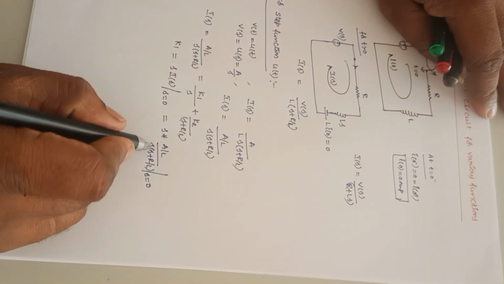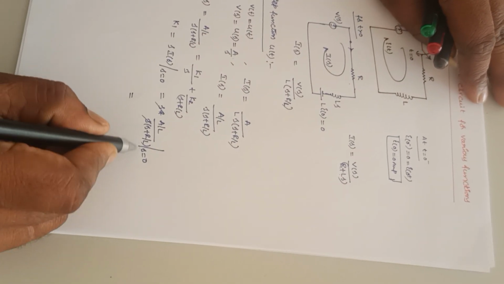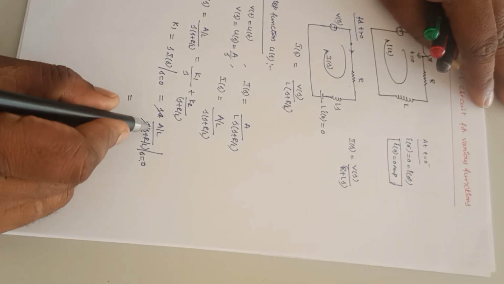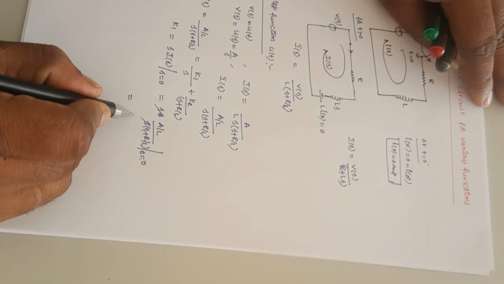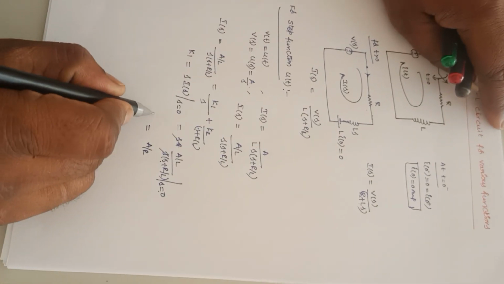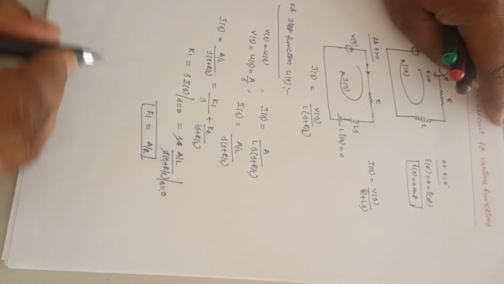So now this s and this s will get cancelled here. So substituting s is equal to 0, a by L divided by R by L, so it is a by R. So the value of k1 here is a by R.